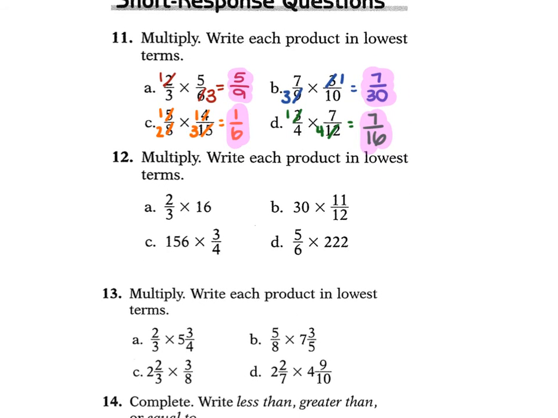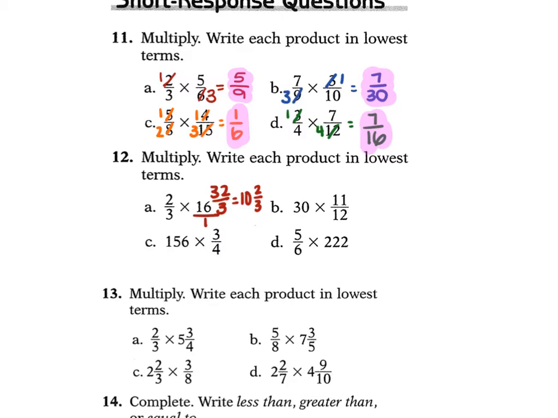For 12, we have a fraction times a whole number. Remember, we take these whole numbers, put them over 1, they are the same exact thing. So for A, we have 2/3 times 16, which is the same thing as 2/3 times 16 over 1. So I multiply the 2 and the 16, and I multiply the 3 and the 1, because I can't simplify anything here. So 2 times 16 is 32, and 3 times 1 is 3. From here, the only thing we have to do is simplify this fraction and turn it into a mixed number. So 3 goes into 32 10 times with 2 left over, so it's 10 and 2/3.